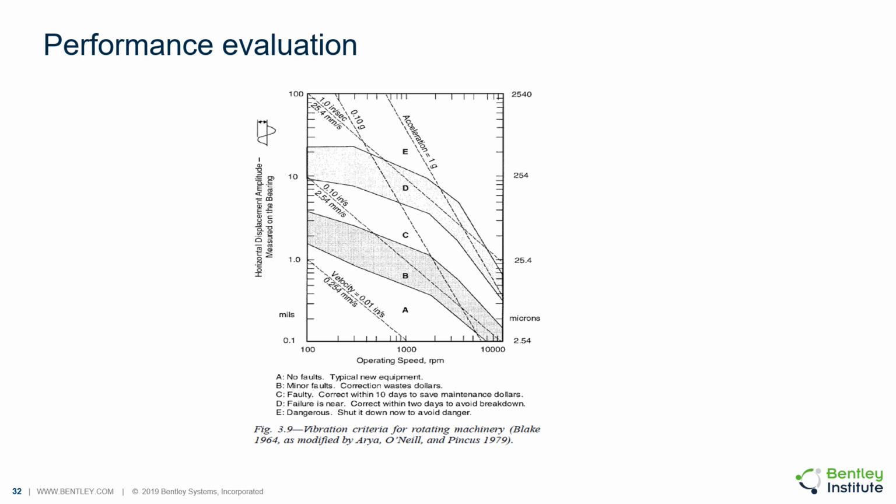Based on the operating speed of the machine, the horizontal displacement amplitude computed from the analysis can be plotted in this chart, and one can determine the region in which the performance falls. The description corresponding to each of these regions is given below the chart. So as you can see, if your machine is in the A or B zone, you don't need to worry about maintenance. On the other hand, if it's in the C zone, then maintenance should be done within 10 days and so on and so forth.